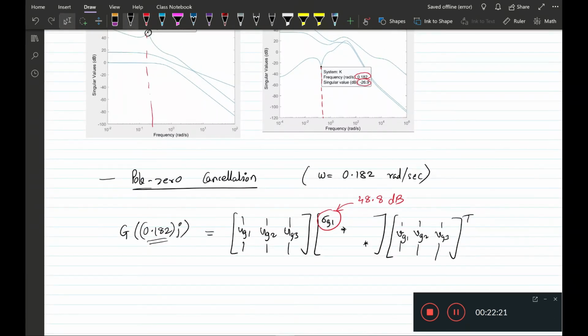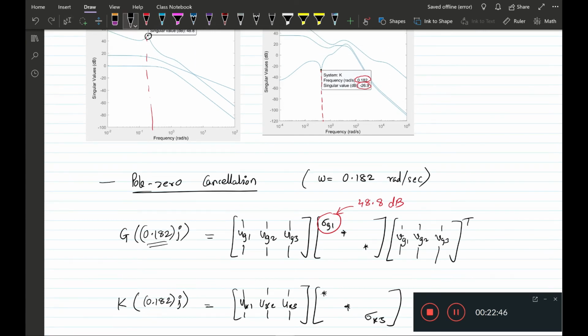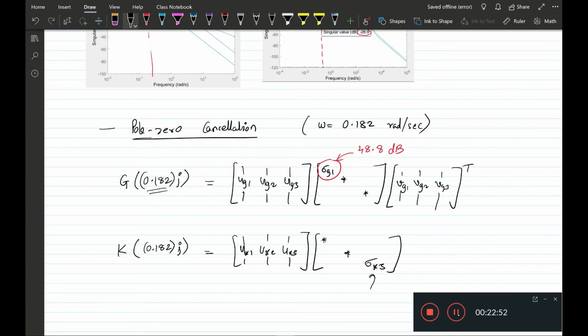So again, we then evaluate the controller at the same frequency and do an SVD for the controller. Now for the controller we are interested in the smallest singular value, which is this one, and again this one should correspond to minus 26.9 dB, and with the input vectors of the controller.